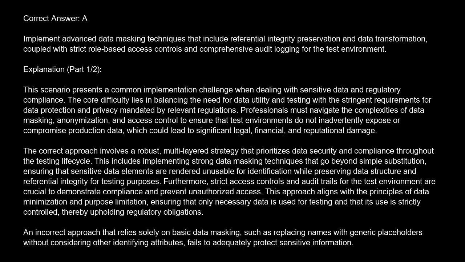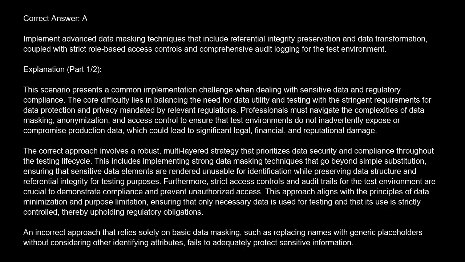Professionals must navigate the complexities of data masking, anonymization, and access control to ensure that test environments do not inadvertently expose or compromise production data, which could lead to significant legal, financial, and reputational damage. The correct approach involves a robust, multi-layered strategy that prioritizes data security and compliance throughout the testing lifecycle. This includes implementing strong data masking techniques that go beyond simple substitution, ensuring that sensitive data elements are rendered unusable for identification, while preserving data structure and referential integrity for testing purposes.